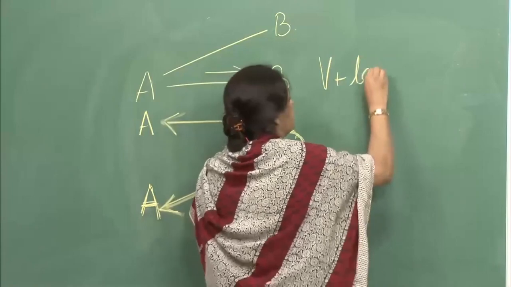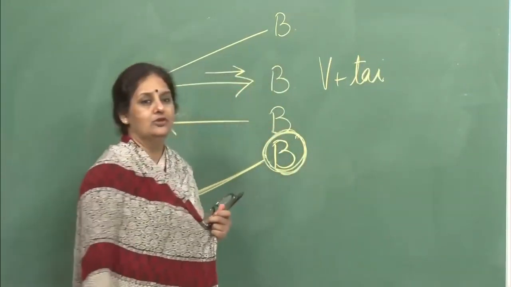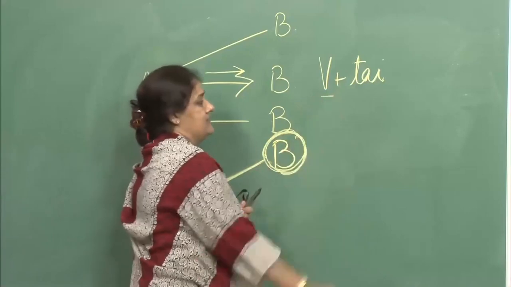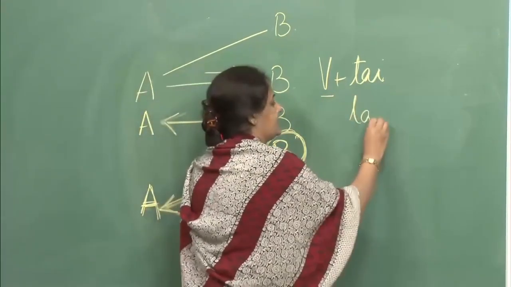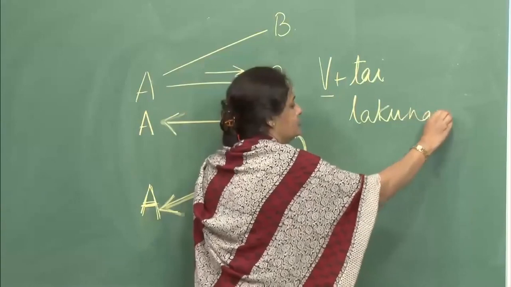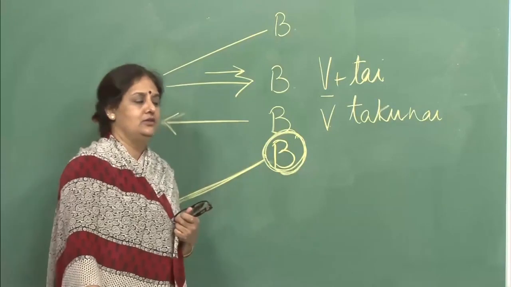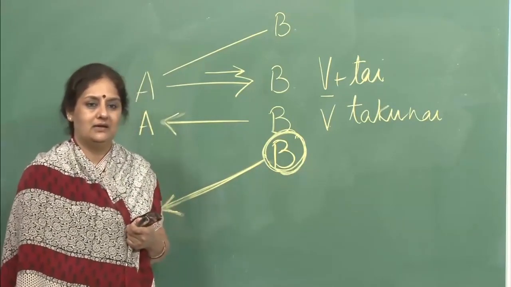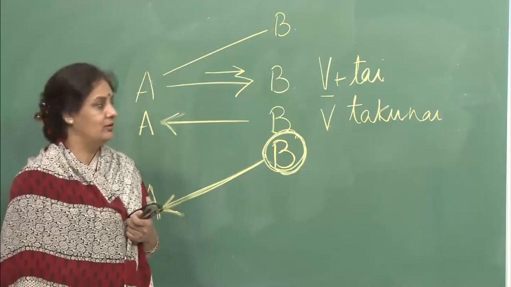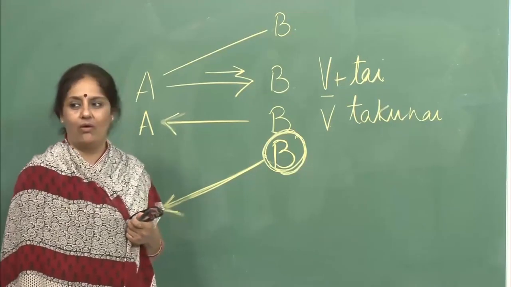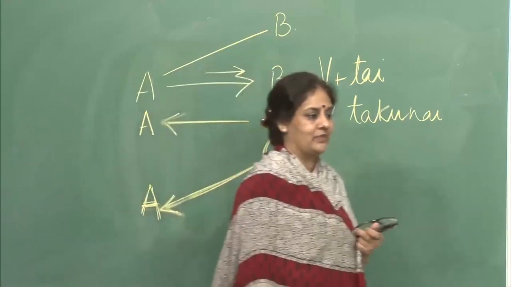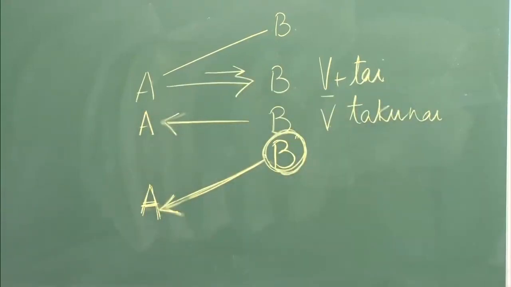Now, in one of our previous lessons, we did tai form, verb plus tai means I want to do something, whatever the verb is saying. Well, negative is takunai. I do not want to do as the verb is saying. For example, watashi wa gyūnyū o nomitakunai. Watashi wa wine o nomitakunai. Watashi wa keiki o tabetakunai. So, well, we will do takunai over here.